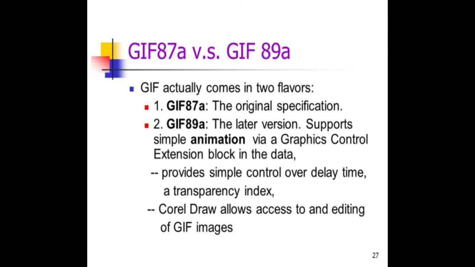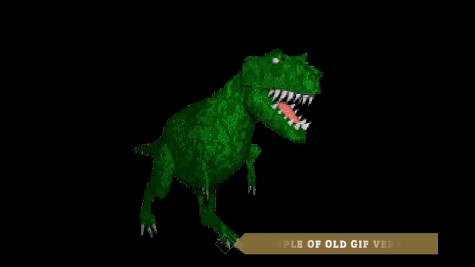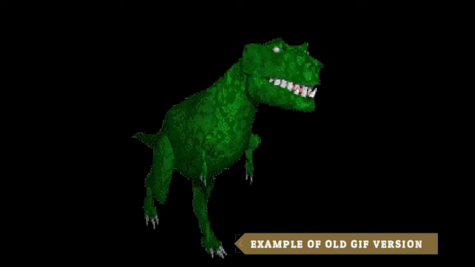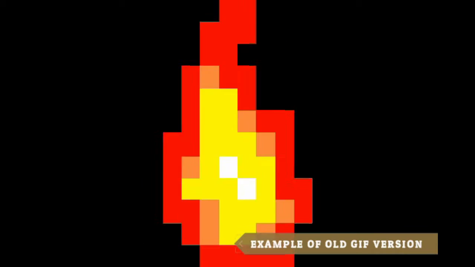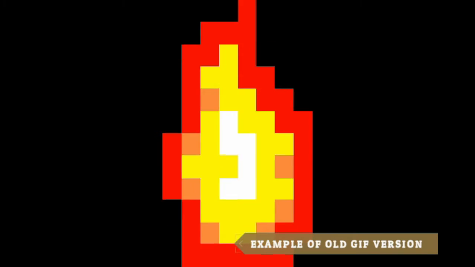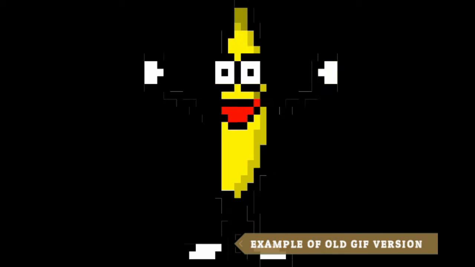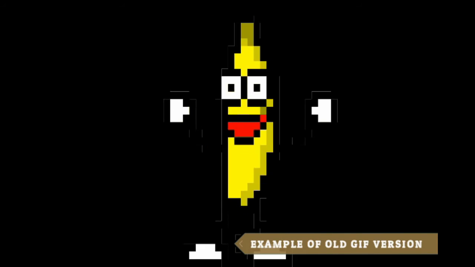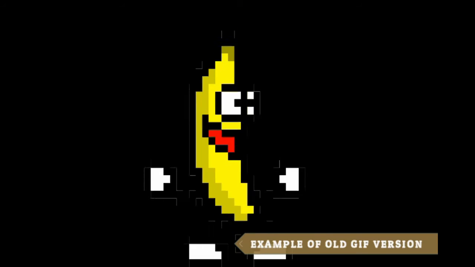The two versions can be distinguished by looking at the first 6 bytes of the file, the magic number or signature, which, when interpreted as American Standard Code for Information Interchange, or ASCII, read GIF87a and GIF89a respectively.